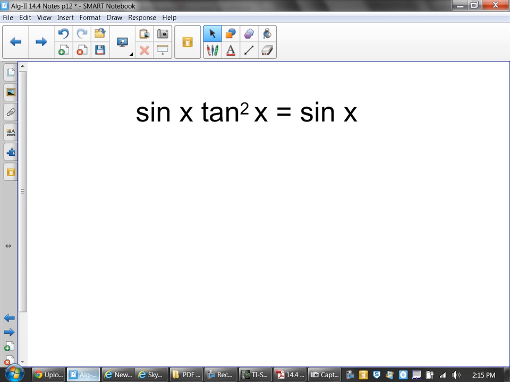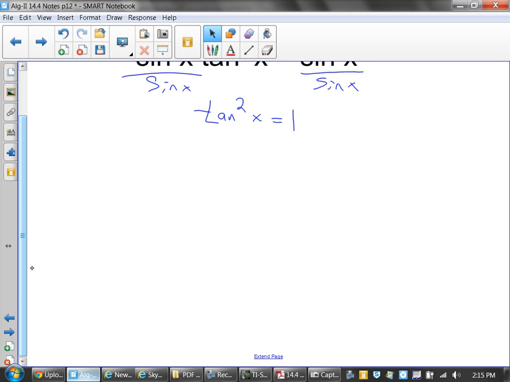What are you going to do first? Very good, very good. Divide both sides by the sine of x. What's sine of x divided by sine of x? 1. Now what do you do? Square root. Very good. What happens when you take the square root over an equal sign? Good. Now what? And inverse.